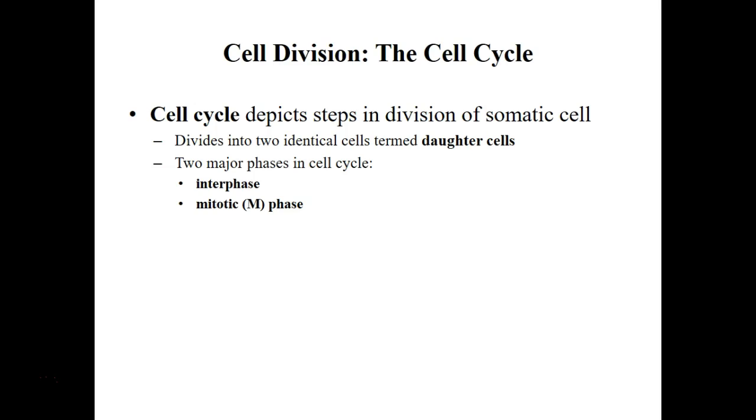The cell cycle then is the steps that occur in the process of dividing the cell from a parent cell to the daughter cells. So one cell cycle starts with one parent cell, goes all the way through the process of what we call interphase, and then mitosis, and we end up with two daughter cells. And then each of them starts their own cell cycle.